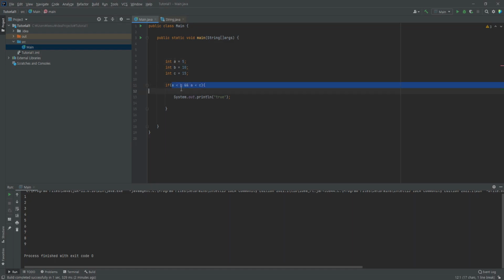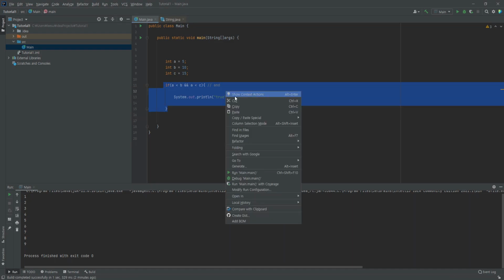So what does this ampersand ampersand do? It means and, as we know in English grammar. Like this one, the condition here plus the condition here. If this returns true and if this also returns true, then this code will run. If for example this is true and this is false, this will become false, so it won't run this code. So let me show for this one.